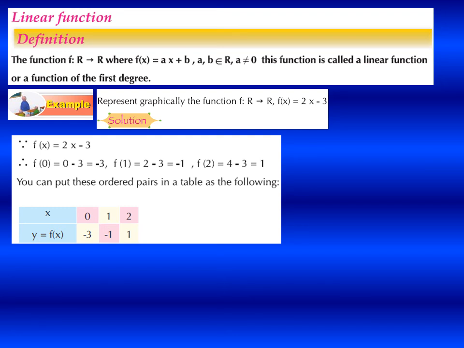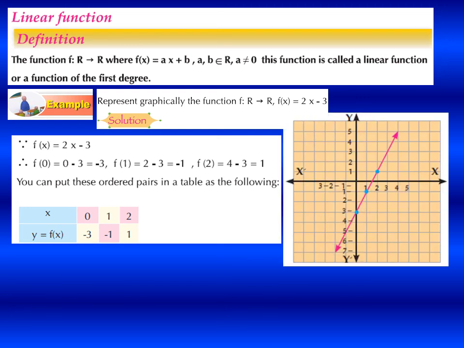f(0) equals 0 - 3 equals -3. f(1) equals 2 - 3 equals -1. f(2) equals 4 - 3 equals 1. Now we have three ordered pairs: (0, -3), (1, -1), (2, 1). We can represent it by a straight line passing through these three points.